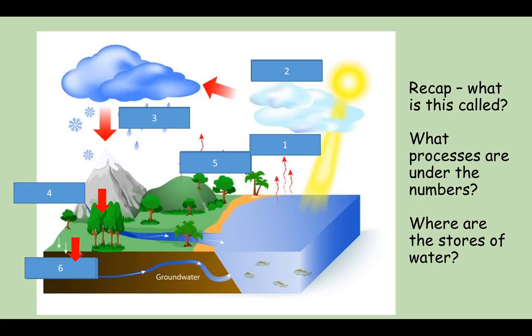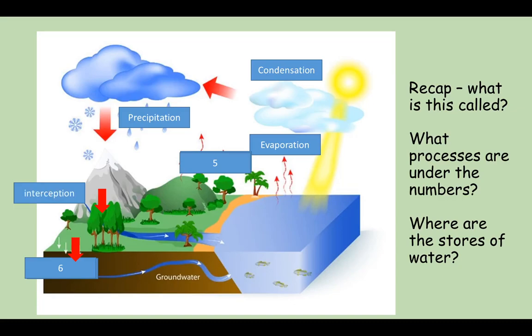So the first process we've got is water turning from a liquid into a gas, and that is evaporation. The second process is condensation, that is where the water turns back from a gas into a liquid, but still held in the air. Third is precipitation, often in the form of rain, but this can be snow, hail, mist, sleet, all the different forms of precipitation.